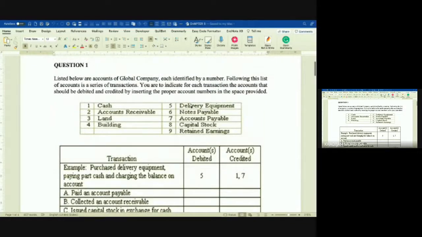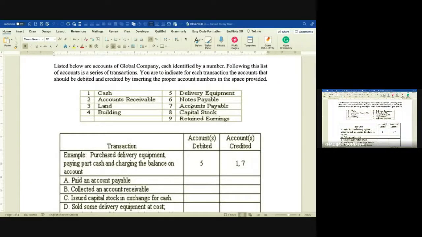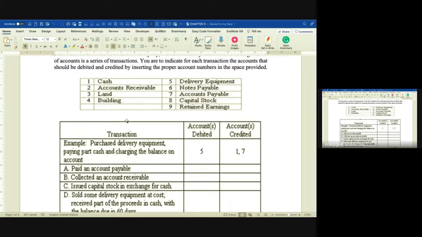You are to indicate for each transaction the accounts that should be debited and credited by inserting the proper account number in the space provided. Let's say, for example, you have to identify the transaction. Here we have a purchase of delivery equipment, item number 5. You pay part cash and the balance on account, right?